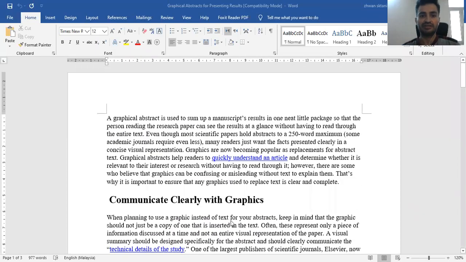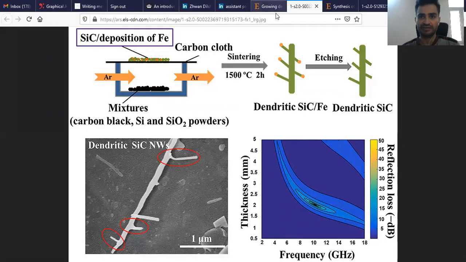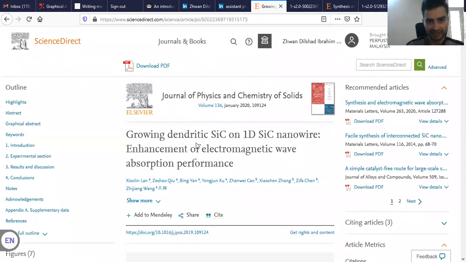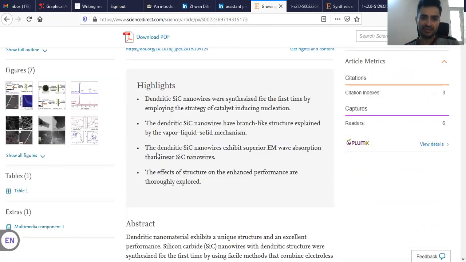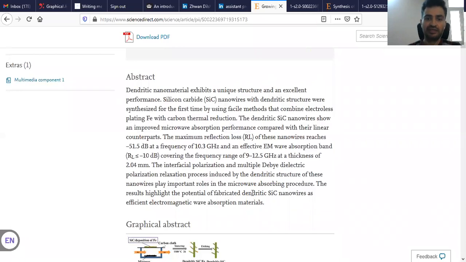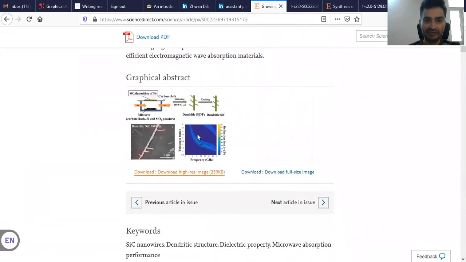In many journals, let us have an example. When you search for a journal, you can find something like that. Let's have a look here. This is a paper published in Elsevier, Journal of Physics and Chemistry of Solids. This is the title of the research paper. It has highlights, which are very important, maybe we explain them in the next presentation. The abstract, we explained in the previous presentation, and it has a graphical abstract.